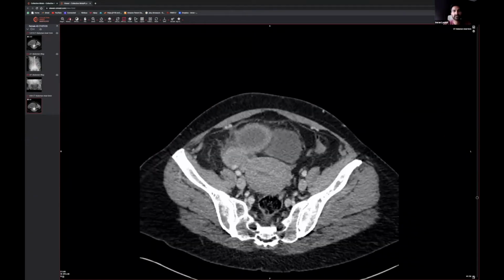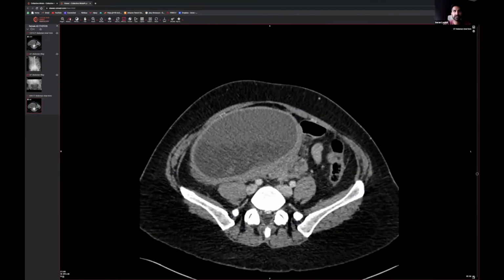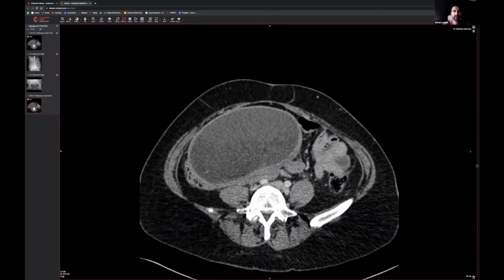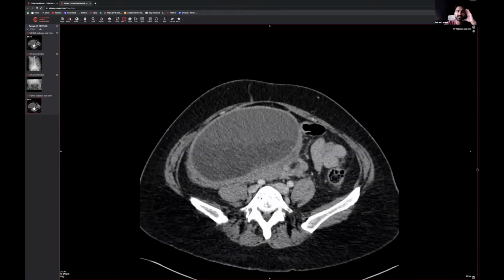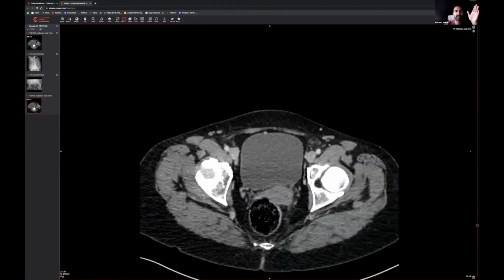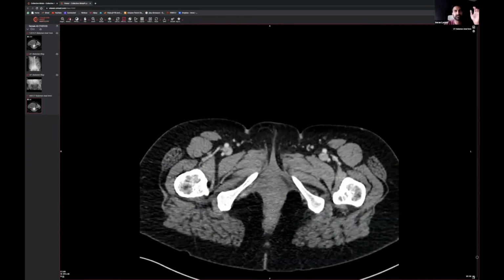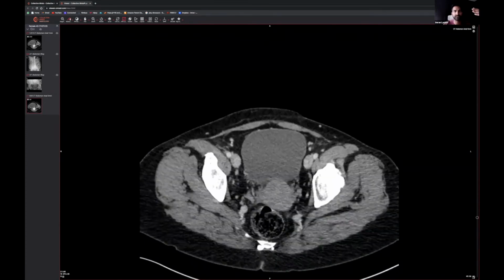So yes, this is a female patient. And you can see that there is a uterus sitting over here, and you can see this very, very large lesion sitting over here. But what you want to do is make sure that you are 100% sure you know exactly what this lesion is. And so you've got to make sure you go through this case properly.